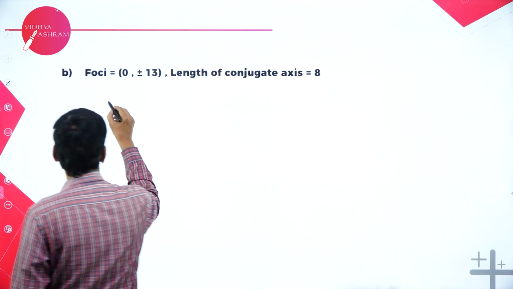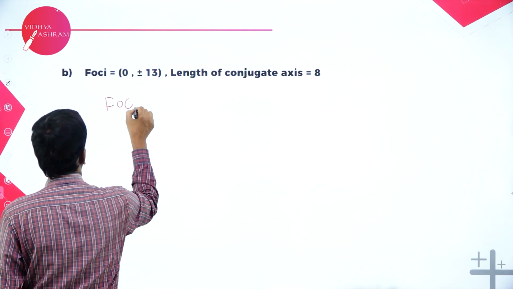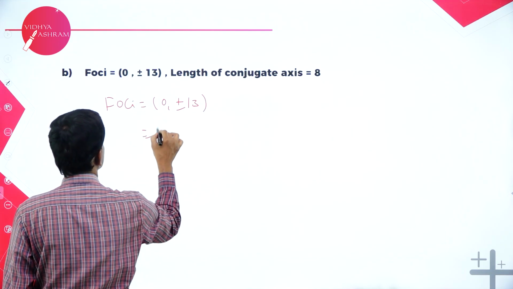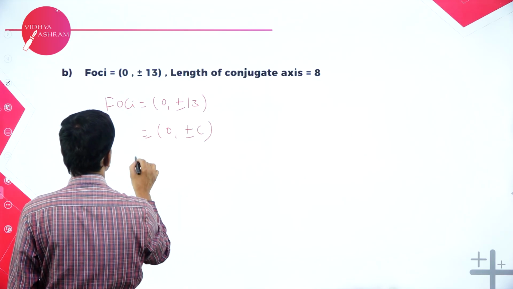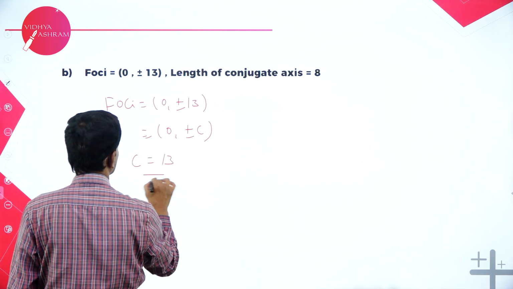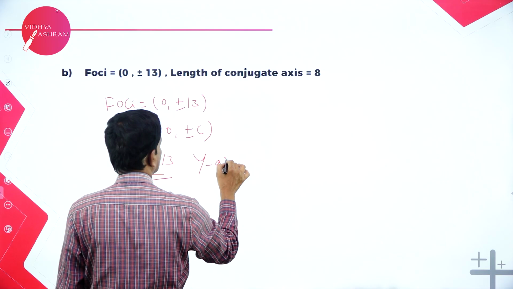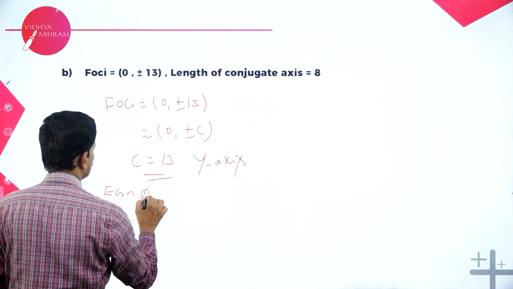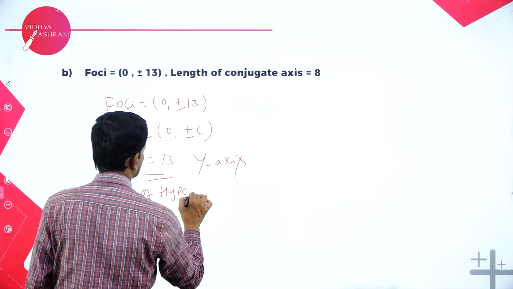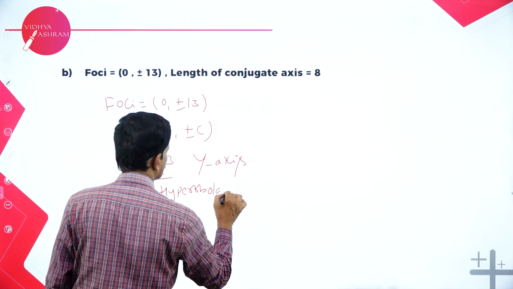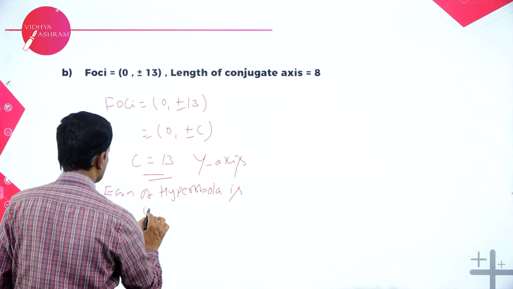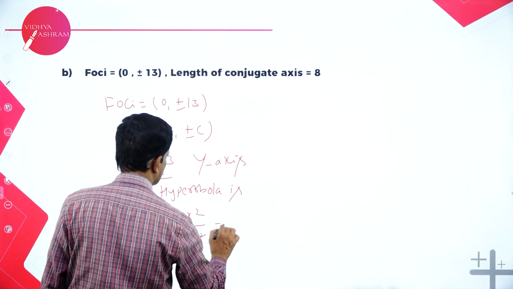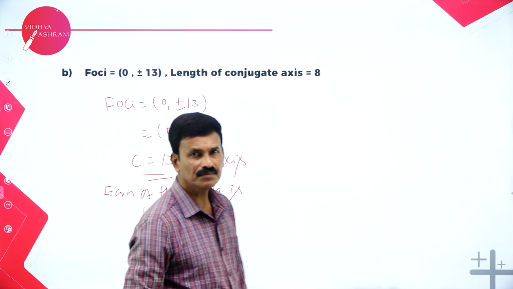What is given? Foci is given. So, foci is equal to 0, plus or minus 13. So, this is nothing but 0, plus or minus c. Therefore, c is 13, and the axis of the hyperbola is y-axis. So, equation of the hyperbola is y square by a square minus x square by b square is equal to 1.